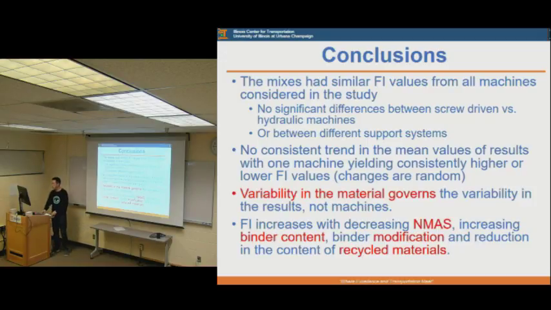The third conclusion is that variability in the material governs the variability in the results, not the machines. And the last conclusion we can draw is that the flexibility index increases with decreasing Nmax, increasing binder content, binder modification, and reduction in the content of recycled materials. That's all of my presentation today, and I'll now hand over to Egemen Okte.